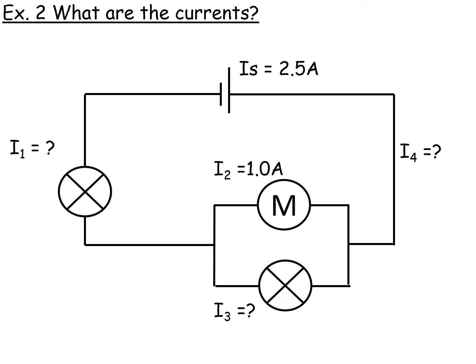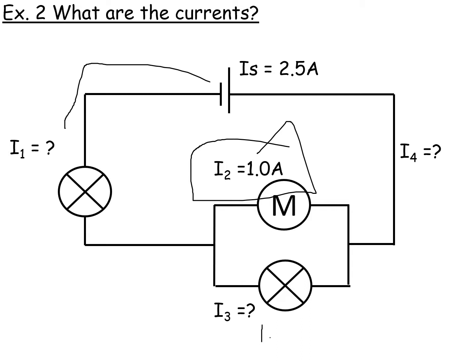Okay, so hopefully fairly straightforward here. You've got series, so that's 2.5 for I1 and 2.5 for I4, just for the same reason as before. Now the interesting bit here is the parallel circuit, because notice you've got 1 amp here and you don't know what the current through the bulb is. So obviously current splits up in parallel circuits, so 2.5 minus 1 means this is 1.5 amps.